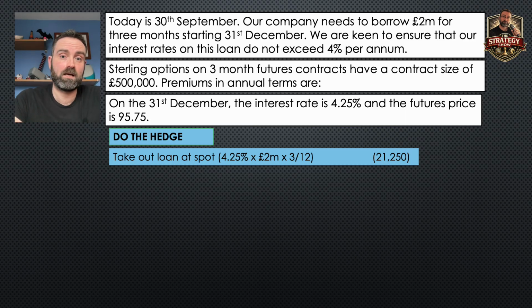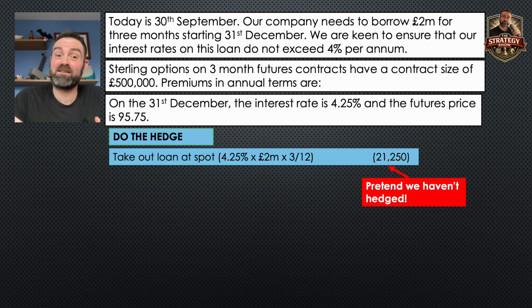£21,250. Now, you might be thinking, but didn't we hedge using options on futures? The answer is yes, we did, but the hedge is a separate transaction. So we just take out the loan as if nothing had happened. So basically, the first stage, we just pretend we haven't hedged at all.